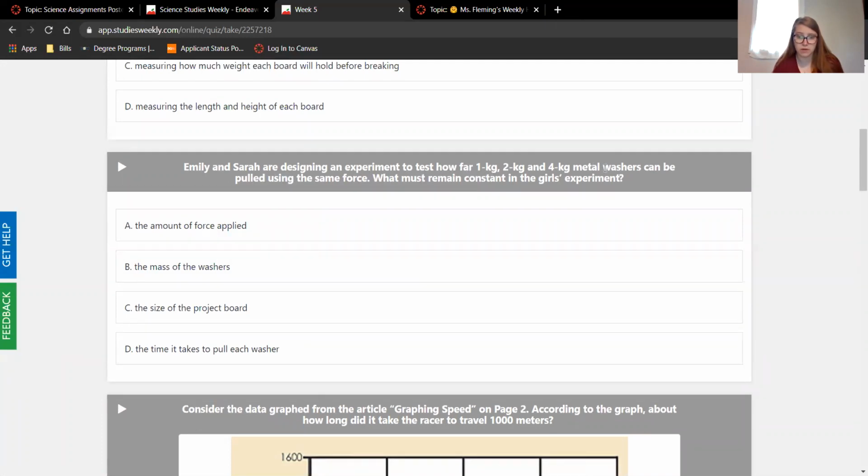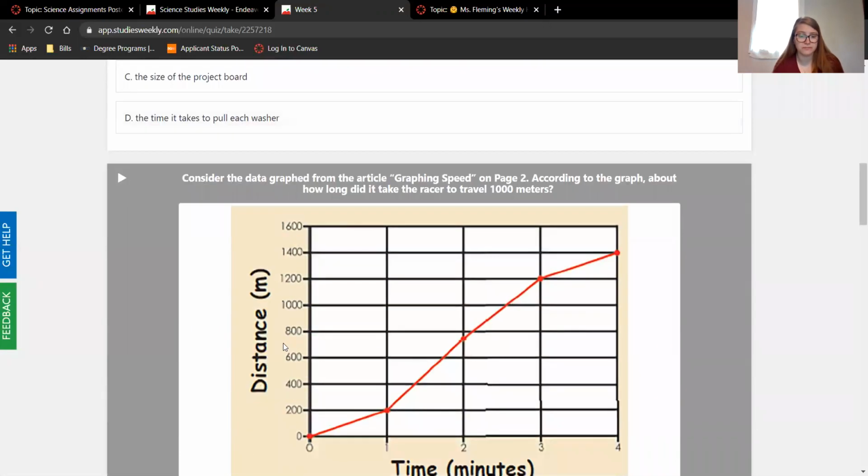4 kilogram metal washers can be pulled using the same force. What must remain constant in the girls' experiment? Is it A, the amount of force applied, B, the mass of the washers, C, the size of the project board, or D, the time it takes to pull each washer?